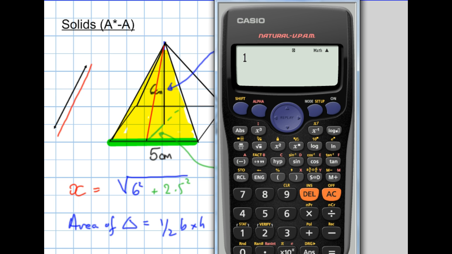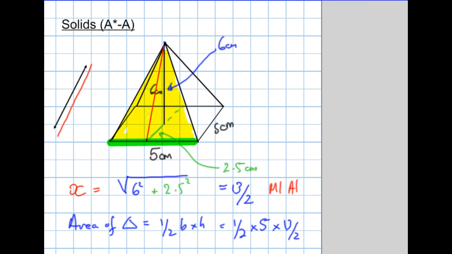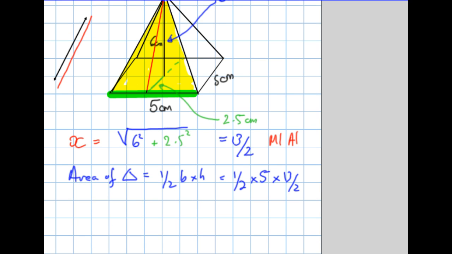So it's a half times 5 times 13/2. Oops, a daisy. Syntax error. Let's try that again. A half times 5. That's the base of the yellow triangle. Times 13/2 equals 65/4. And the units will be centimeters squared.